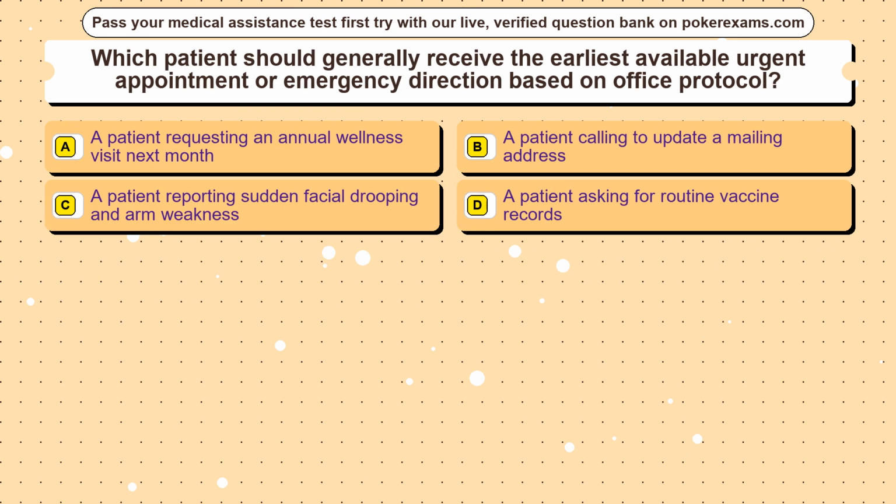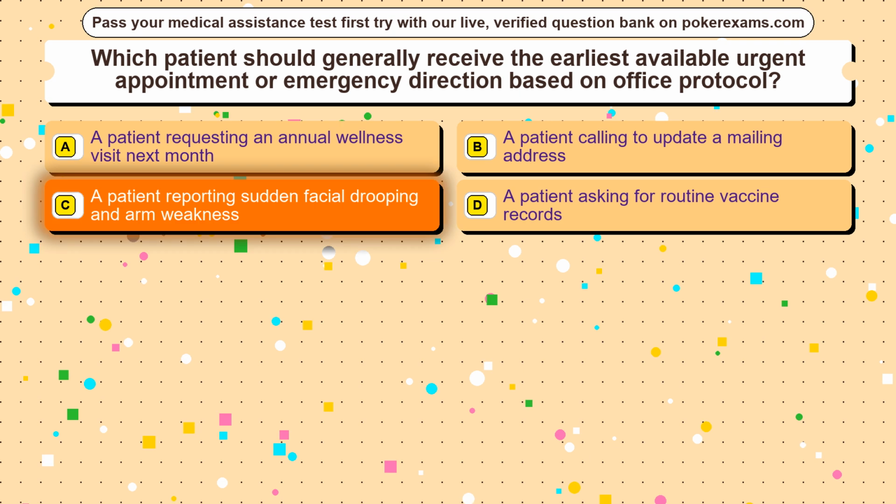Question 21. Which patient should generally receive the earliest available urgent appointment or emergency direction based on office protocol? Option A, a patient requesting an annual wellness visit next month. Option B, a patient calling to update a mailing address. Option C, a patient reporting sudden facial drooping and arm weakness. Option D, a patient asking for routine vaccine records. The correct answer is option C, a patient reporting sudden facial drooping and arm weakness.